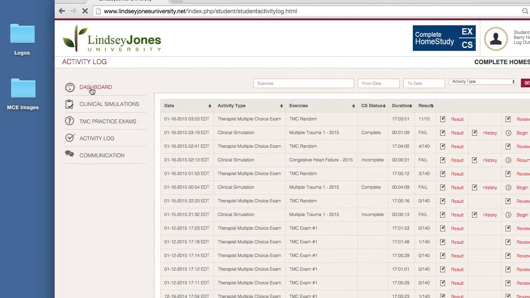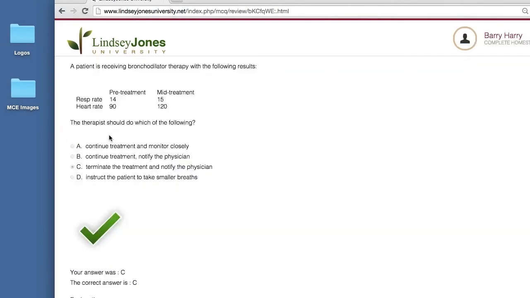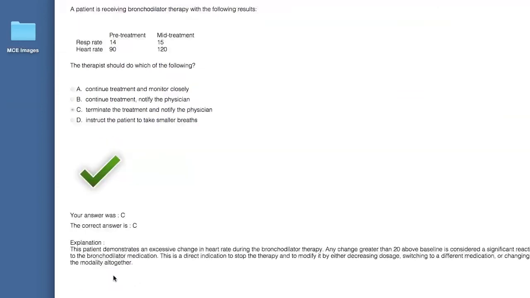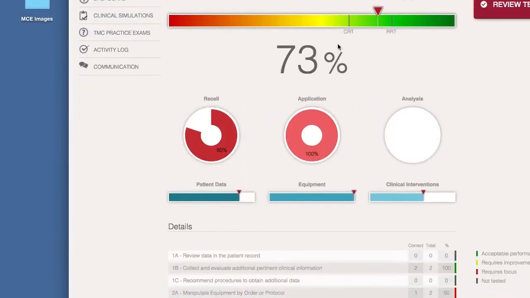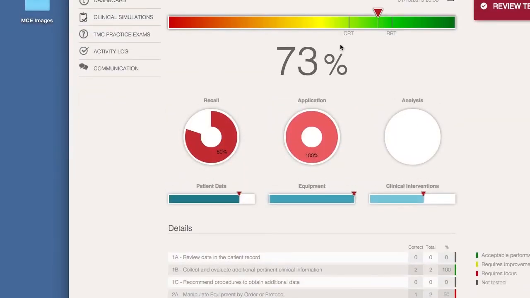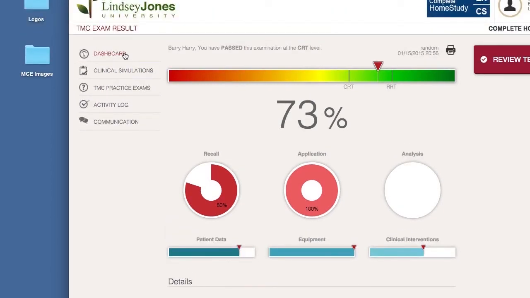And so let me go back here. As you see, I can always go back to here. And when I exit, it always takes me back to my results, where I can go back to my dashboard from there. So I hope that's been helpful, but that's how you would review a therapist multiple choice examination on Lindsey Jones University.